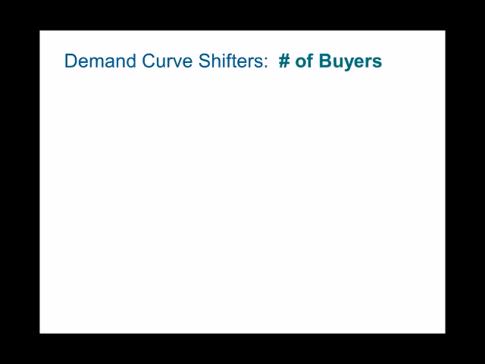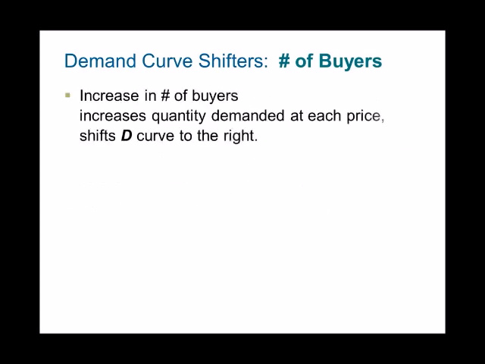One of them is the number of buyers. Of course, we saw that if we increase the number of buyers, there's going to be more people wanting the same product at each and every price. So if I increase the number of buyers, it's going to shift the demand curve to the right. If I reduce the number of buyers, it's going to shift the demand curve to the left.